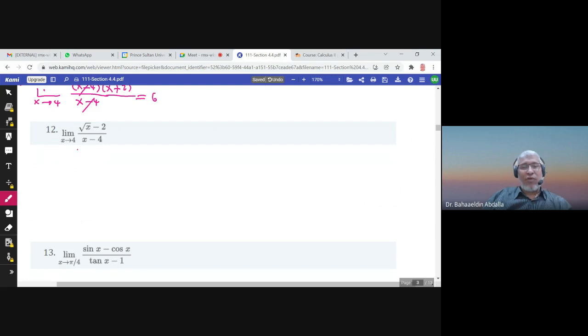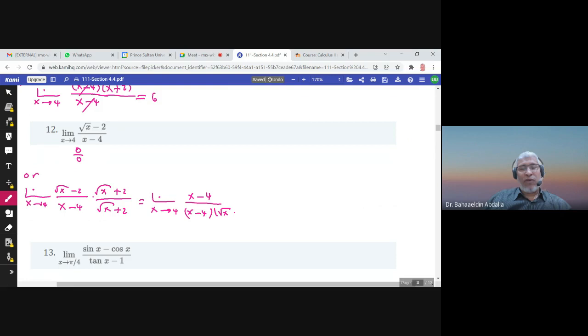If x is 4, you will have 0 over 0. We used to solve this problem by multiplying by the conjugate or by factoring x minus 4 into square root of x minus 2 times square root of x plus 2. So if you multiply by the conjugate, you will have x minus 4 over x minus 4 times square root of x plus 2. Now when you replace x by 4, square root of 4 is 2, 2 plus 2 is 4, so the answer would be 1 over 4.